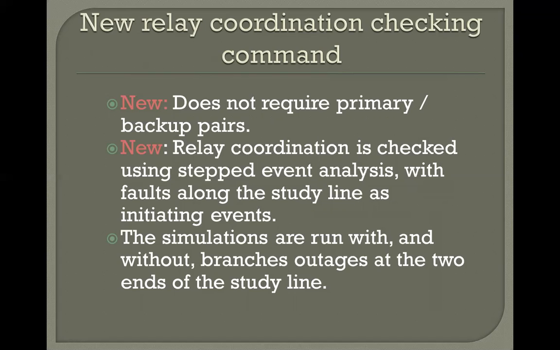And secondly, the relay coordination is done with stepped event analysis, with faults along the study line as initiating events. Now, I use the term study line as the line where the relay that you highlighted and the line of interest. That's the zone 1 line. And so you would highlight a relay on the zone 1 and say, well, put a fault at these percentages and tell me whether they get clear in a certain amount of time. So that's how this works.